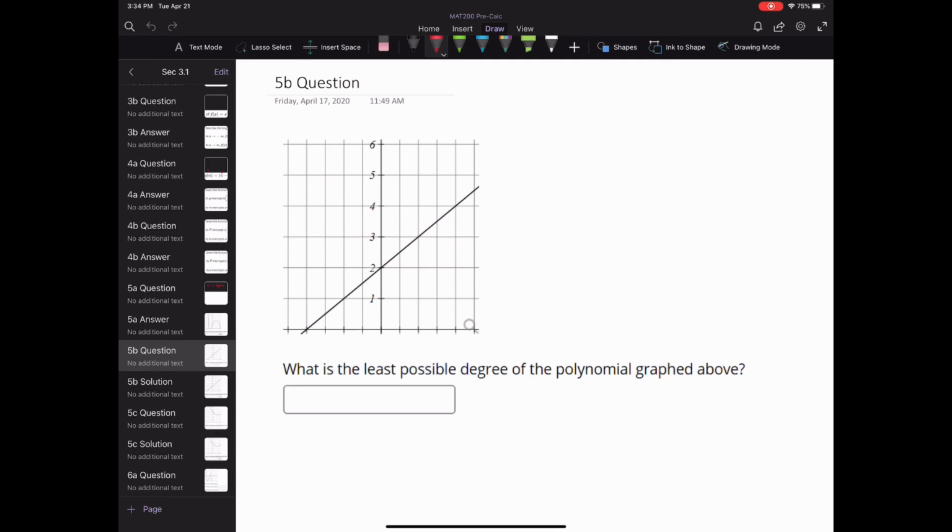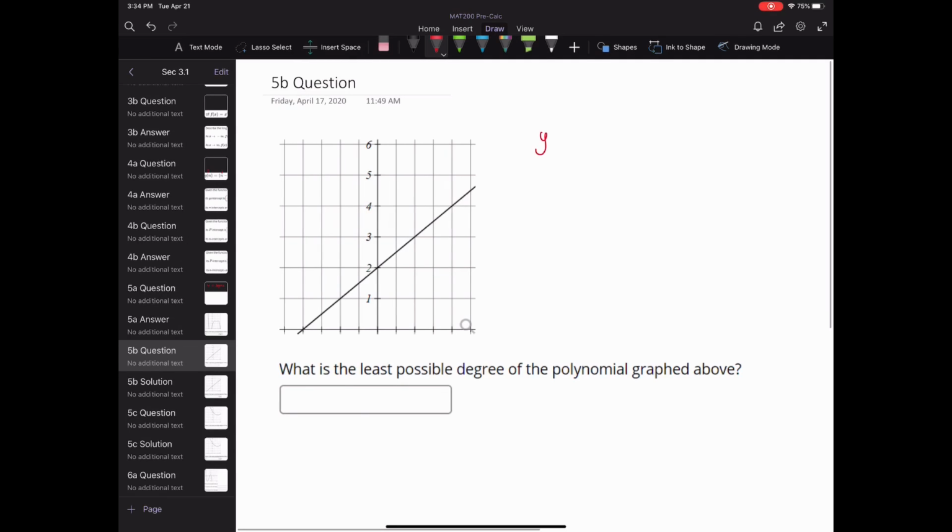This is a good one. What's the least possible degree? We have no terms. This is a linear function. This is y equals mx plus b. And obviously you can see that, well, I didn't mean to write a 0. I meant to put like a little circle there. The exponent is really 1. So what's the least possible degree? 1.